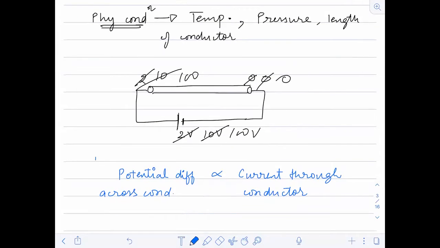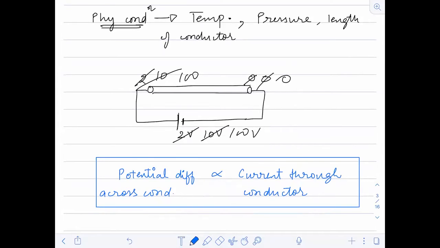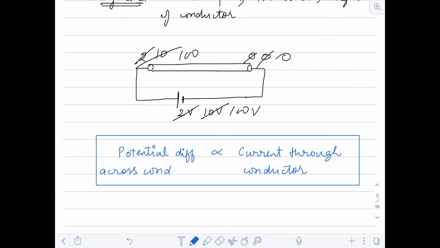Now, do you have a condition for this? What was the condition for this? Physical conditions must be the same. Okay, this is the condition.